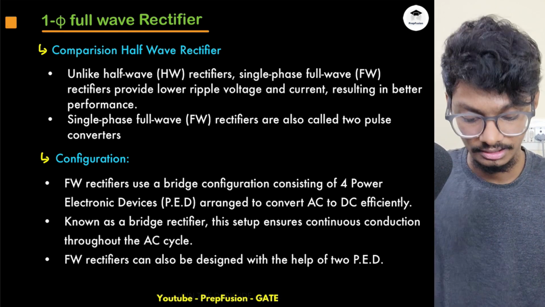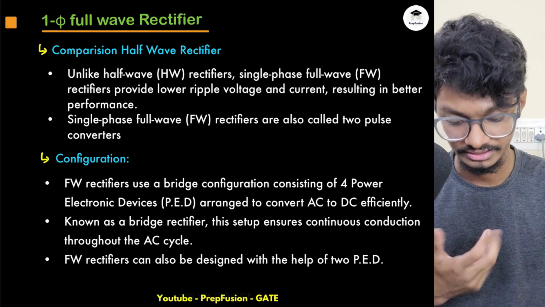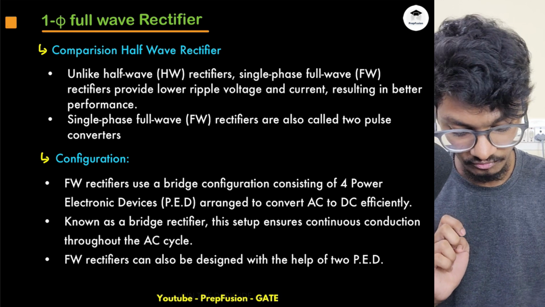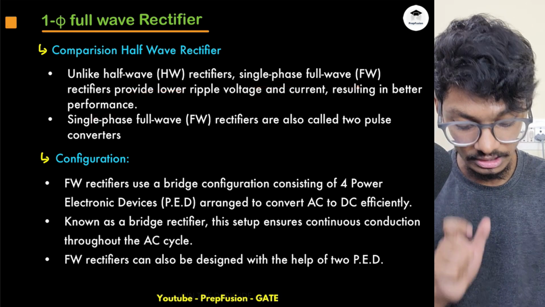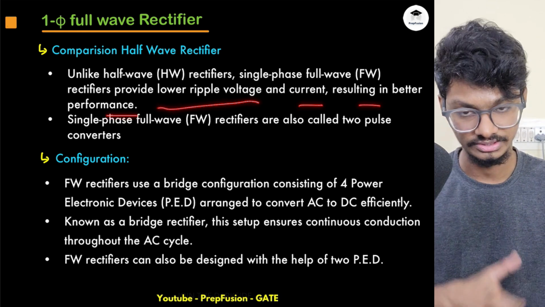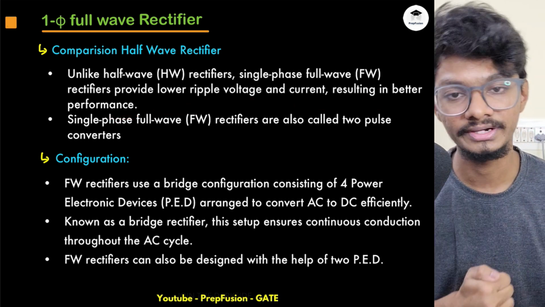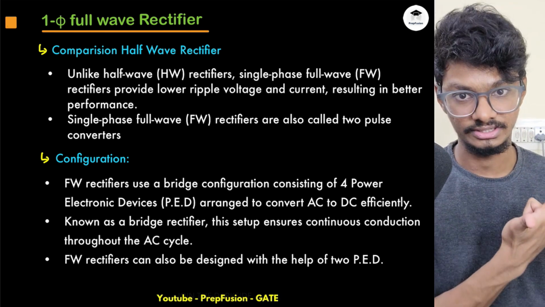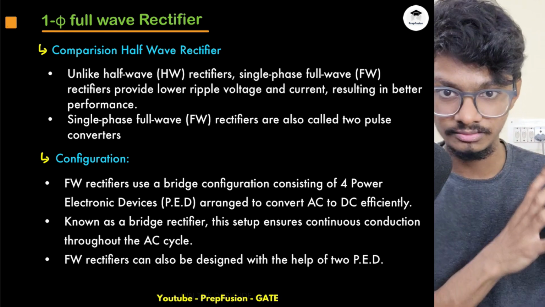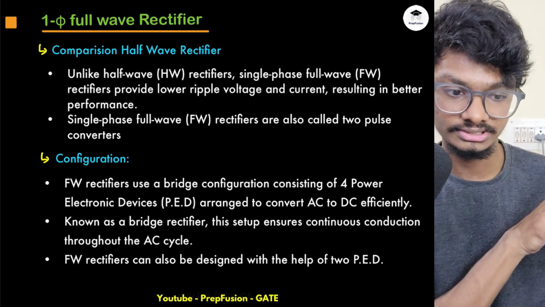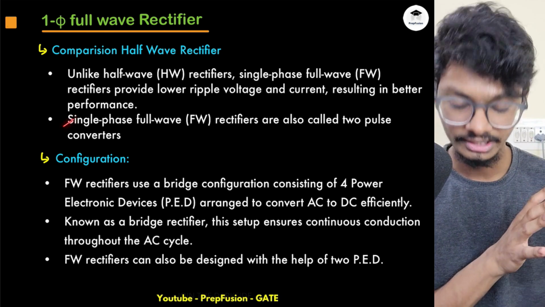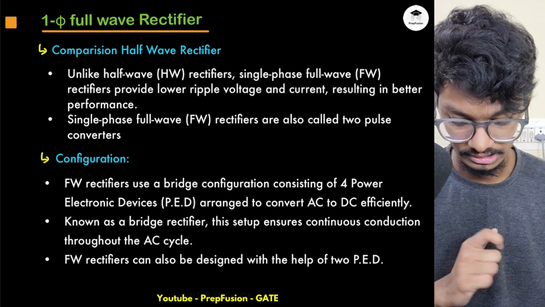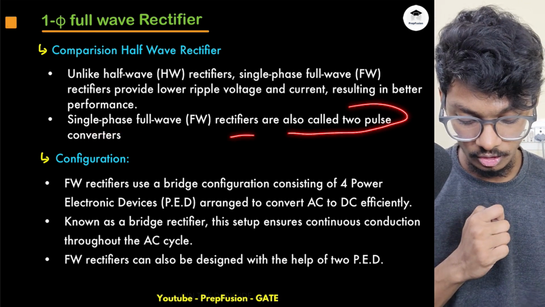So let's first do a bit of comparison with half-wave rectifiers. Unlike half-wave rectifiers, single phase full wave rectifiers provide lower ripple voltage and current, resulting in better performance. Why is that the case? Because in a full wave rectifier, the load always conducts in the first half cycle and the second half cycle. But in a half wave rectifier with only a resistive load, the load only conducts for the first half cycle. In the second half cycle, it is totally off. It is discontinuous. But here it always conducts, and hence it is more ripple free because the load is always conducting.